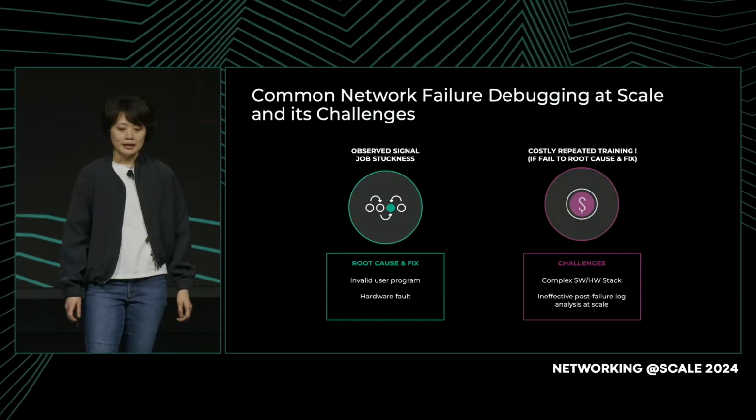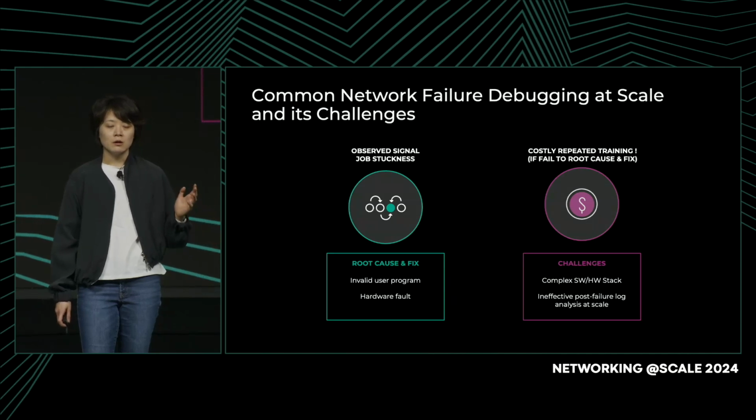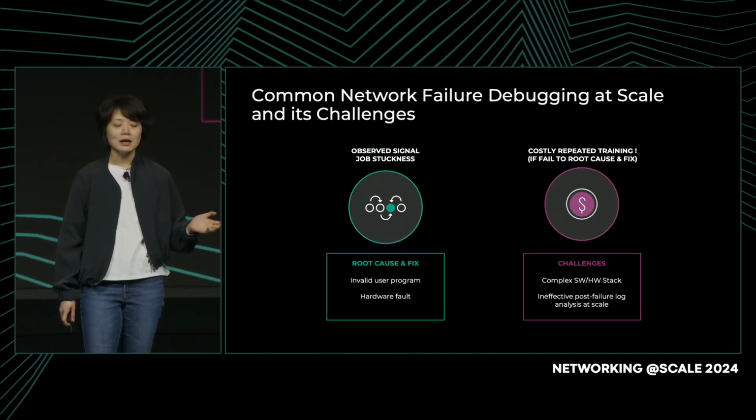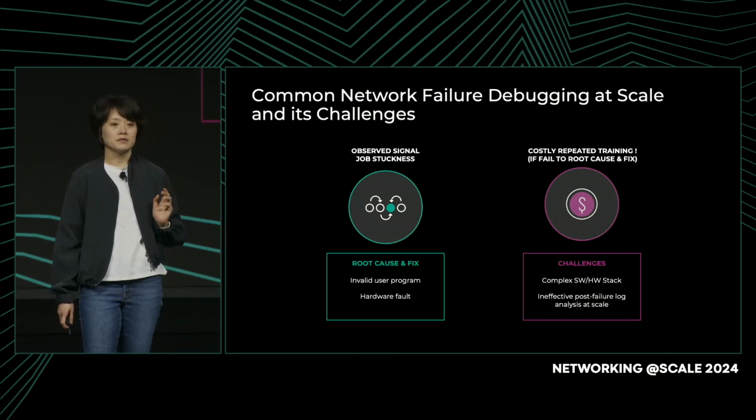Now let's shift the topic a little bit and take a look at how we handle failures. The typical network failure debugging flow is very similar to performance regression. We monitor the system and observe any symptom that happens and involve the analysis based on this observed symptom.